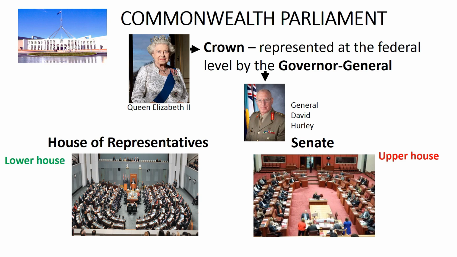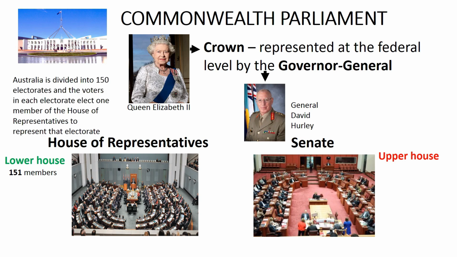The House of Representatives, that is the lower house in the Commonwealth Parliament, has 151 members. This is because Australia is divided into 151 electorates or districts. And the voters in each electorate elect 1 member of the House of Representatives to represent that electorate.